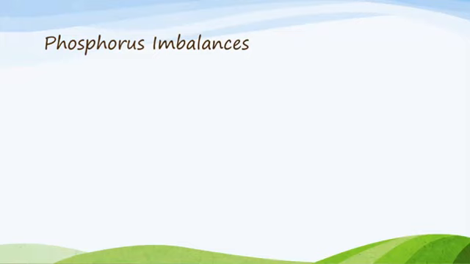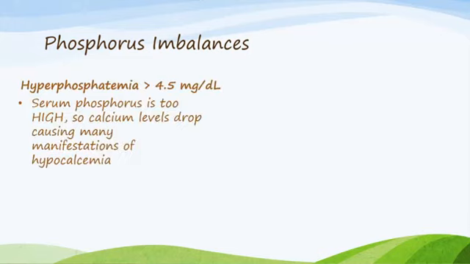So what we're going to do right now is just explore phosphorus imbalances in general. Just get the concept in mind so that you can then apply this concept into other conditions that we're going to talk about throughout this course. Let's look at the hyper state first. So hyperphosphatemia. So this is when we have an excess of phosphorus in the serum.